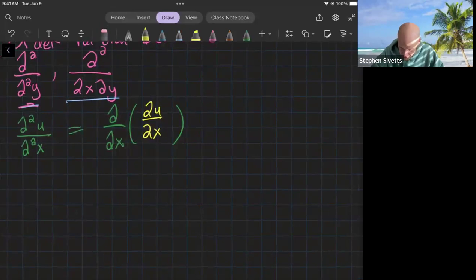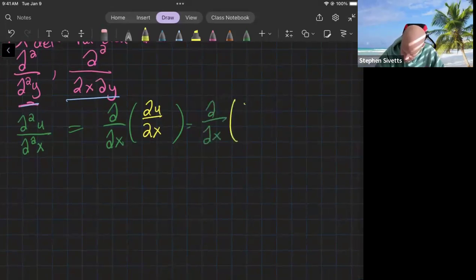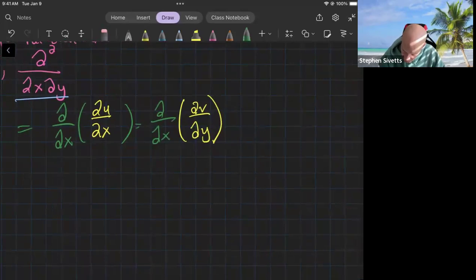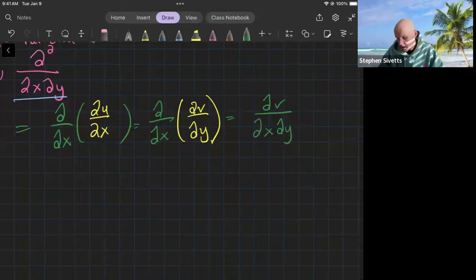But by the Cauchy-Riemann equations, this equals the partial with respect to x of the partial of v with respect to y. Okay? And so this would equal the mixed partial of v with respect to x and then y. Okay?